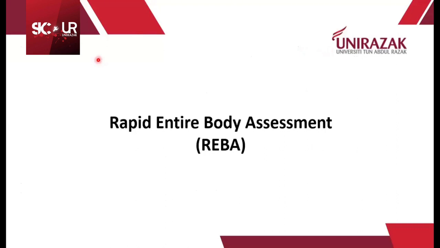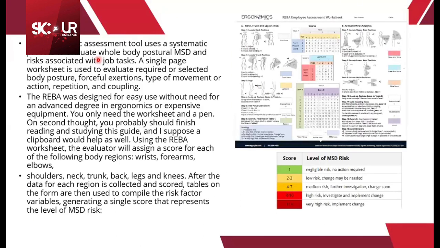And then untuk advanced era, macam mana kita nak buat assessment, ada beberapa tools yang kita boleh guna, contohnya rapid entire body assessment, REBA, so ada RULA, ada beberapa lagi lah, ada macam-macam tools yang kita boleh gunakan berdasarkan kegunaan ataupun kita bekerja, posture badan kita. Alright, so contohnya REBA. So semua ni kita boleh dapat melalui internet je. Type, insyaAllah tak ada masalah. Untuk REBA, this ergonomic assessment tool uses a systematic process to evaluate full body posture, MSD and the risk associated with the job task.